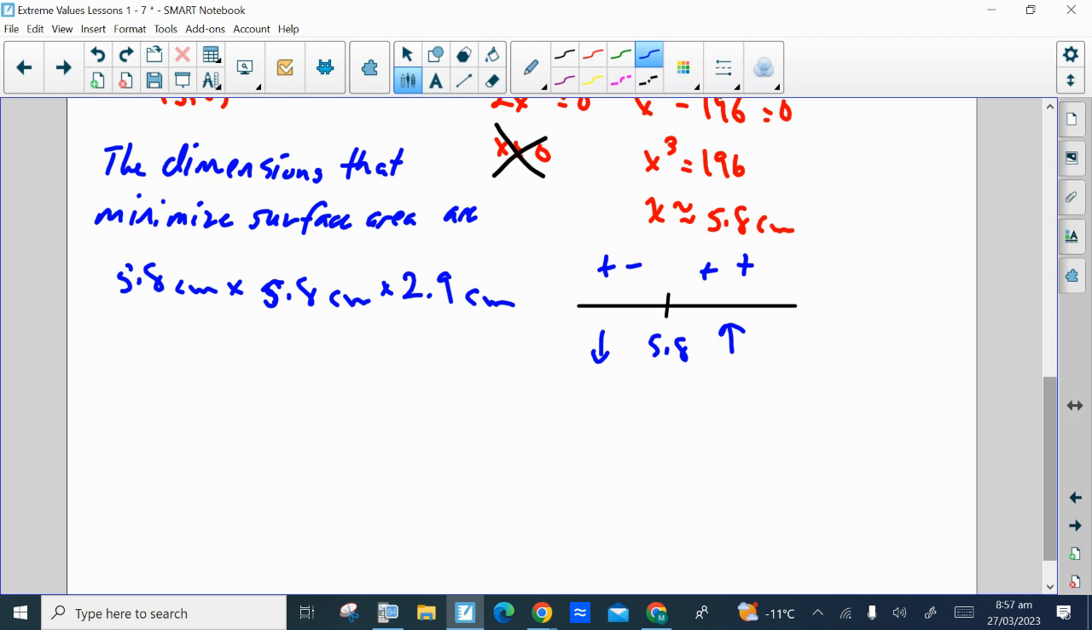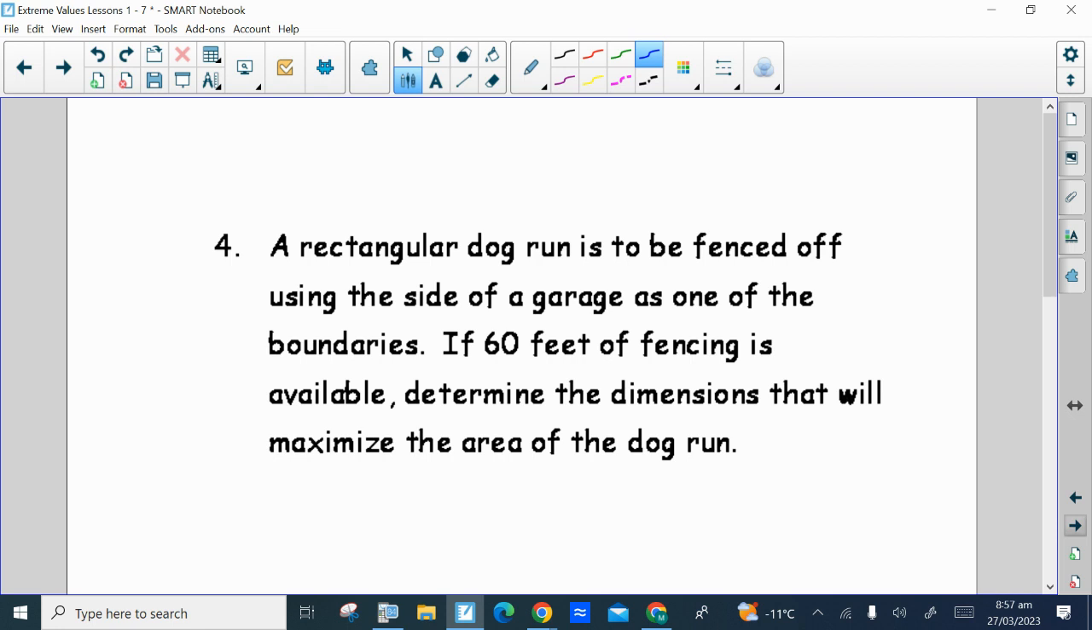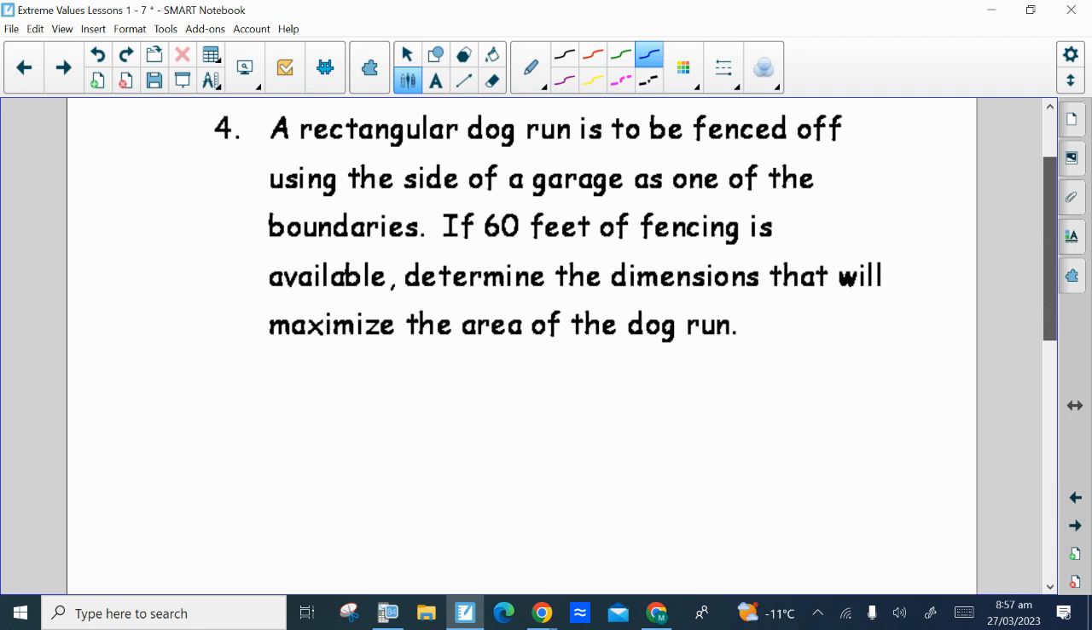We're going to be able to find out which of them is a max, which of them is a min by doing what we just did with the number line. That tells us that. Right, we saw one like this on Friday.